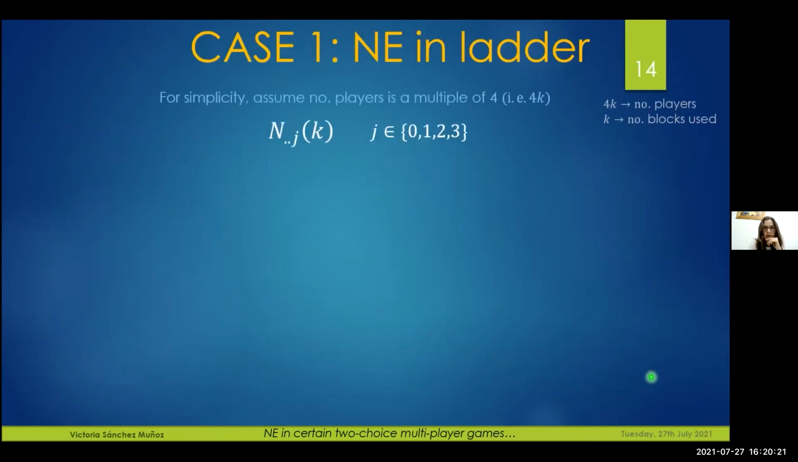So now finally some math is here. Let me denote by N sub J of K the number of sequences that end in block J, where J goes from 0 to 3, and it represents the blocks that we were talking about. And K represents the number of blocks used. Remember, from the previous picture, there were seven blocks. So this is just notation.